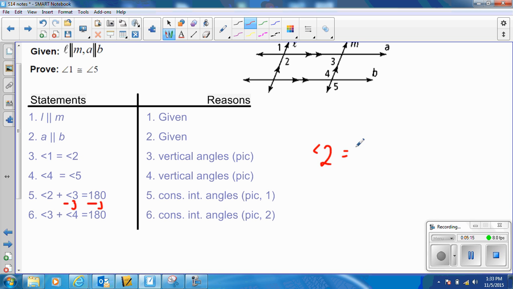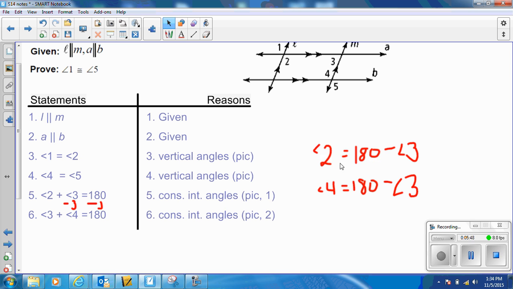equals 180 minus angle 3. And if I did the same thing here, if I subtract angle 3 from each side from step 6, that would also imply that angle 4 equals 180 minus angle 3. Well, if that's the case, then angle 2 and angle 4 have to be the same as each other.